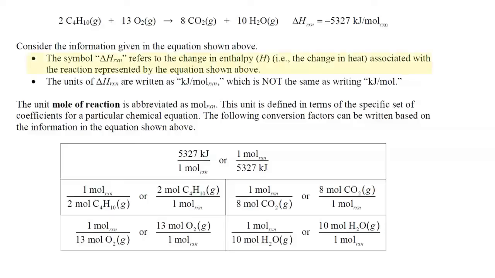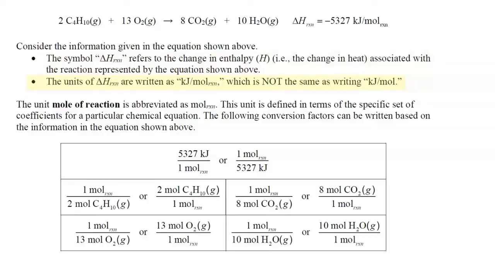Consider the information given in the equation shown above. The symbol delta H of reaction, again abbreviated RXN for reaction, that refers to the change in enthalpy, that is the change in heat, associated with the reaction represented by the equation shown above. The units of delta H of reaction are written as kJ, so kilojoules per mole of reaction.